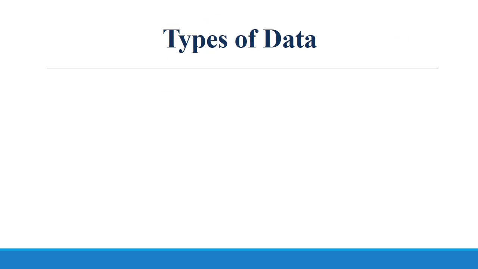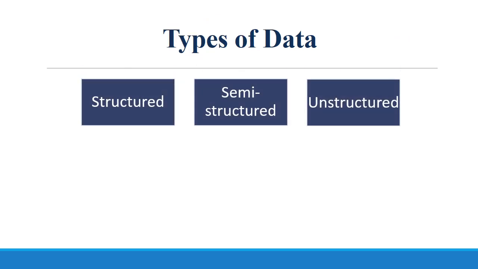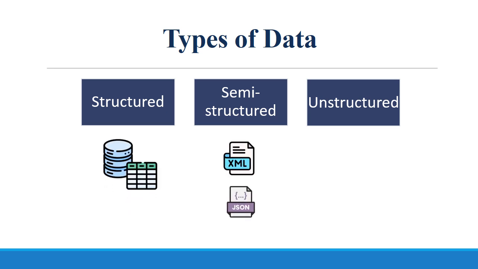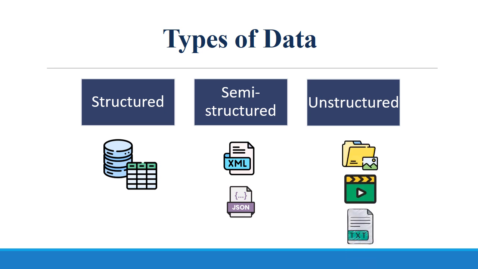There are three types of data: structured, semi structured, and unstructured. You can encounter any type of data when doing a project. Structured data is the data that is stored in a structured manner or in a tabular form, like in SQL databases. Semi structured data has some structure, but most of its contents are unstructured, like XML and JSON. Unstructured data has no proper format, for example, images, videos, and free text.